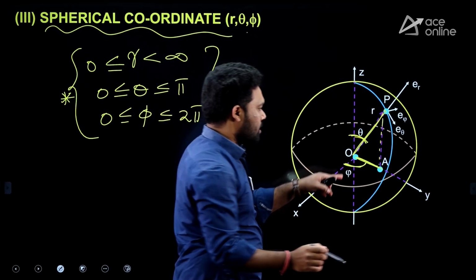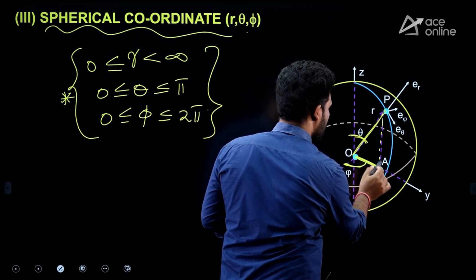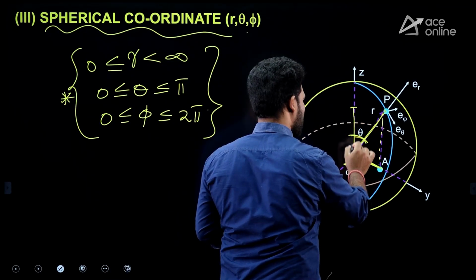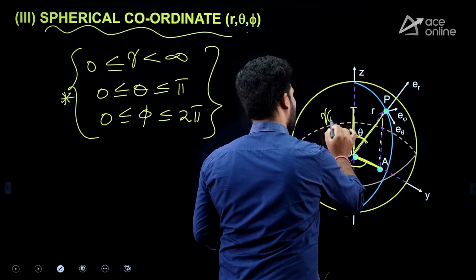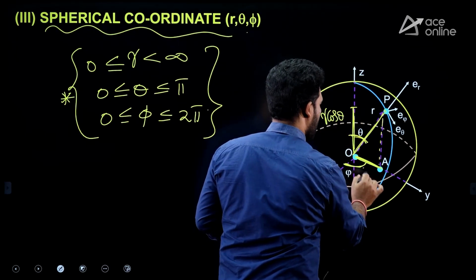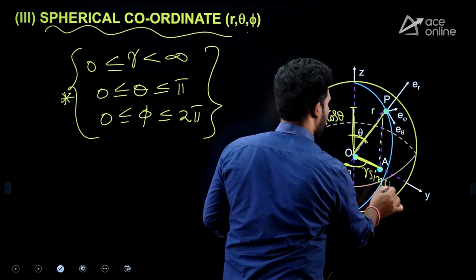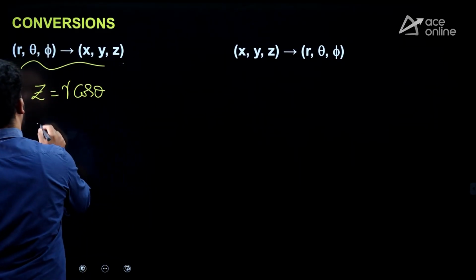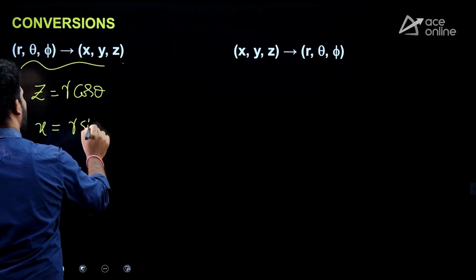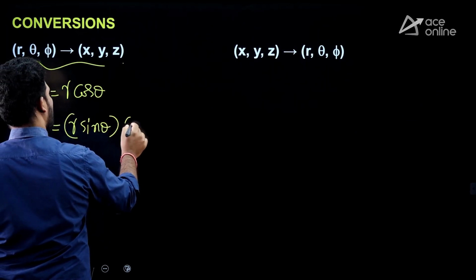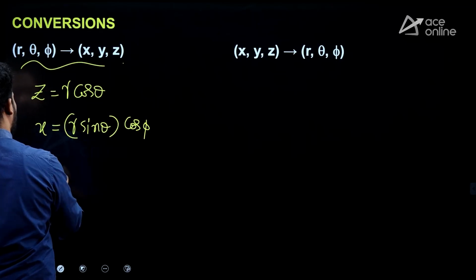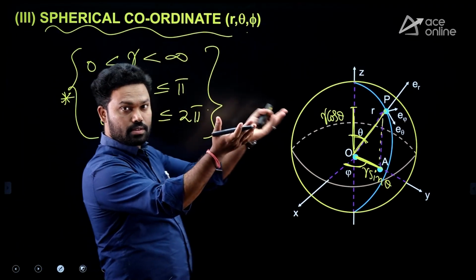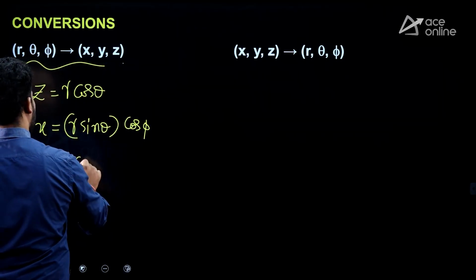Now go back here, what is this OA length? This one is r cos theta, other side it is r sin theta. This r sin theta is making phi with the x axis. So what is the x component? It is r sin theta cos phi. If I resolve the other side, r sin theta sin phi.